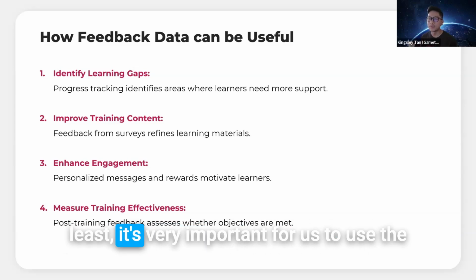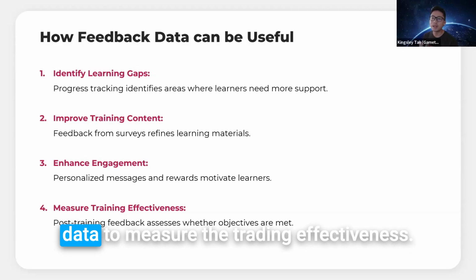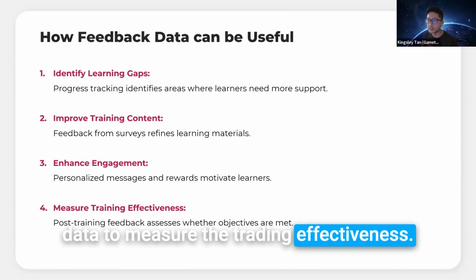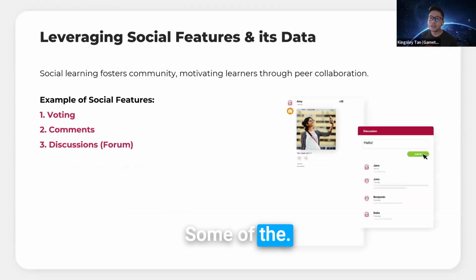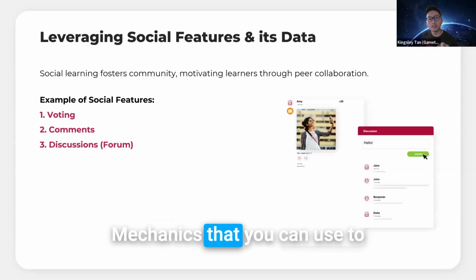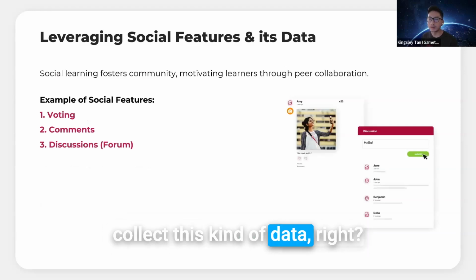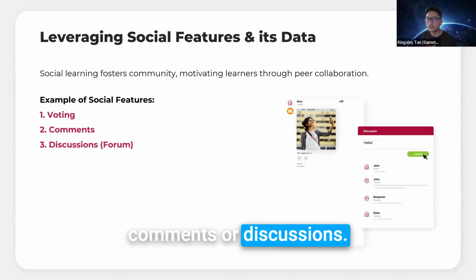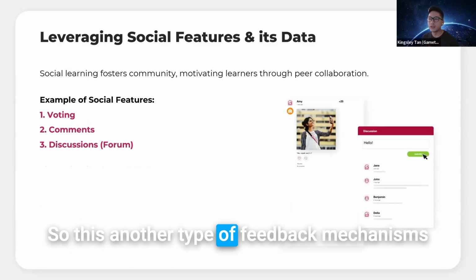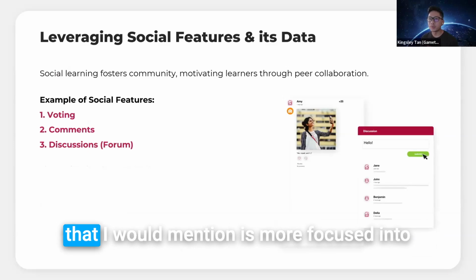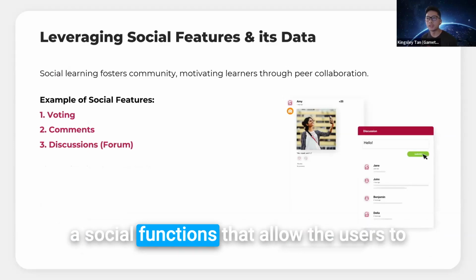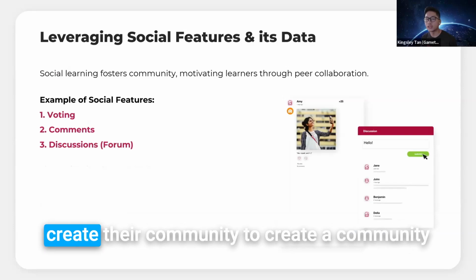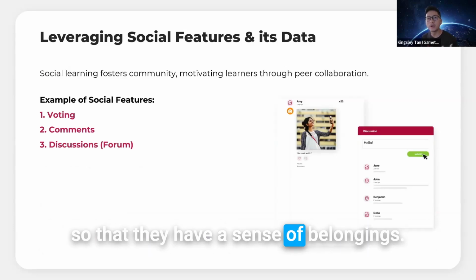And last but not least, it's very important for us to use the data to measure training effectiveness. Some of the mechanics that you can use to collect this kind of data are voting, comments, or discussions. This is another type of feedback mechanism that I would mention. It is more focused on social functions that allow the users to create a community so that they have a sense of belonging.